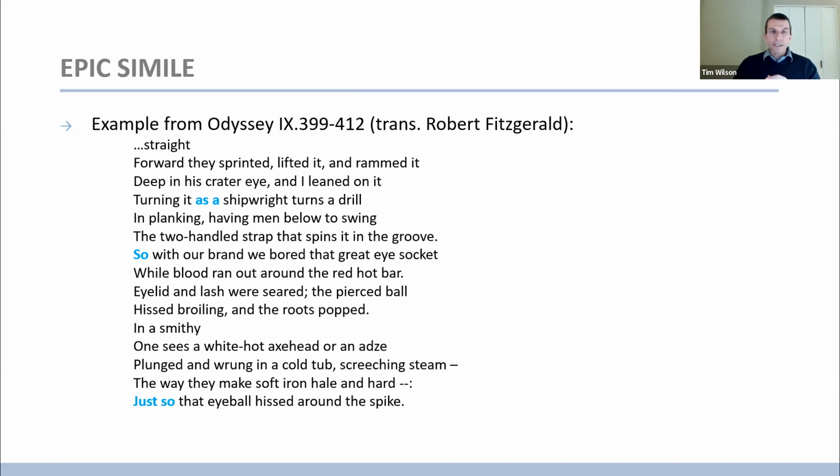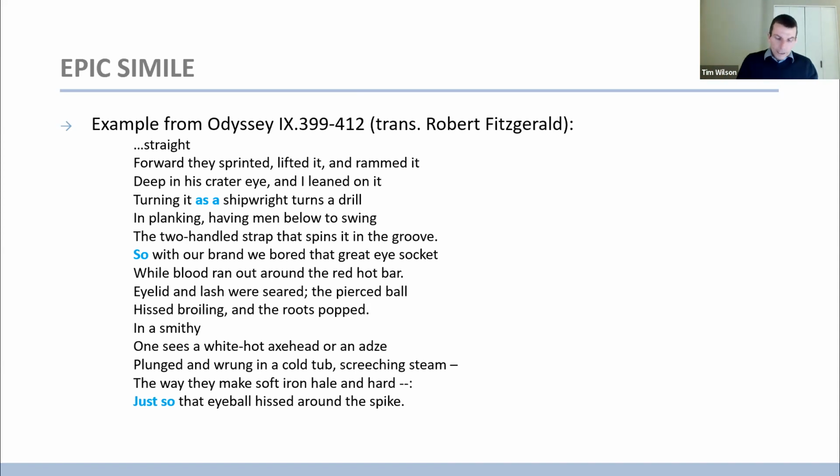And obviously the eyeball hissed because of the heat, just as in a smithy, so with this blacksmith, you can see a white hot axe head when it's plunged into cold water, screeching because of the steam. Just so that eyeball hissed. So the shaft itself is being compared on the one hand to Greek craftsmanship, and another Greek craft is compared to the actual reaction of the eyeball.